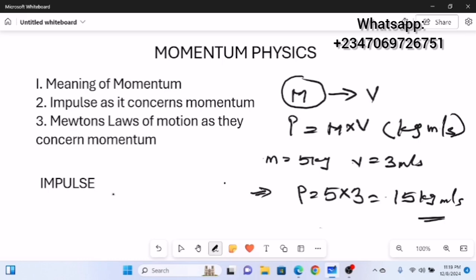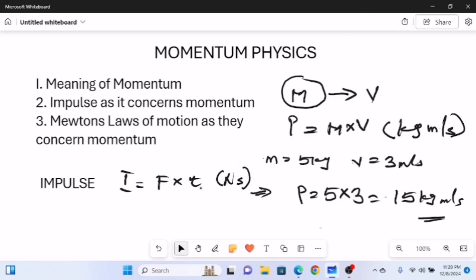And mathematically, impulse can simply be defined. Impulse is symbolized by the capital letter I, and mathematically it is simply the product of force times the time over which that action takes place. And you know that the unit of force is the newton, and the unit of time is the second. That means impulse is measured in newton seconds.